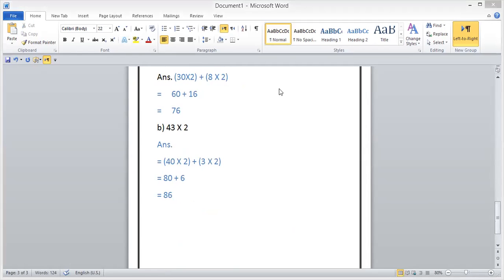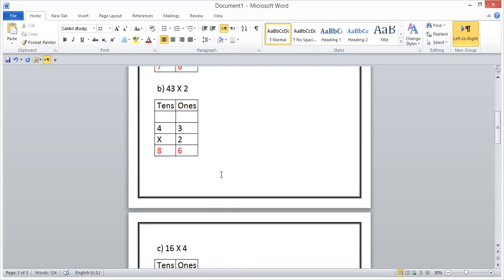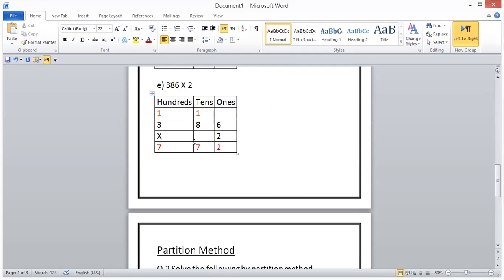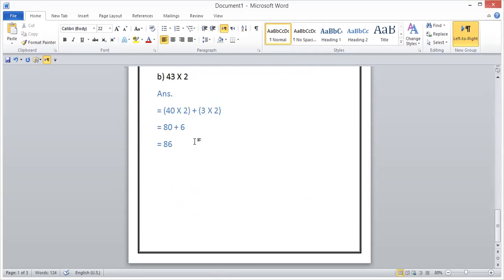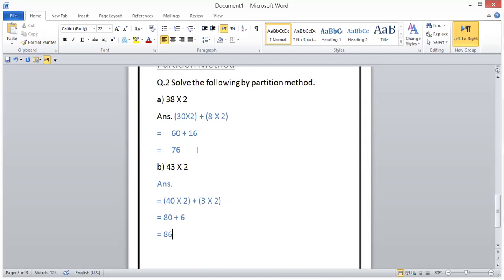Yes, sir. Sir, I want to answer. Yes. That's very good. So guys, this work you have to complete in your book. Let's start from question number 1. We have finished 5 questions. Then question number 2, partition method. From partition method we are doing this, 43 multiplied by 2.